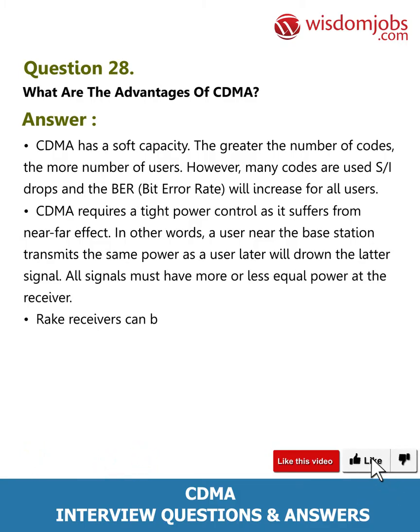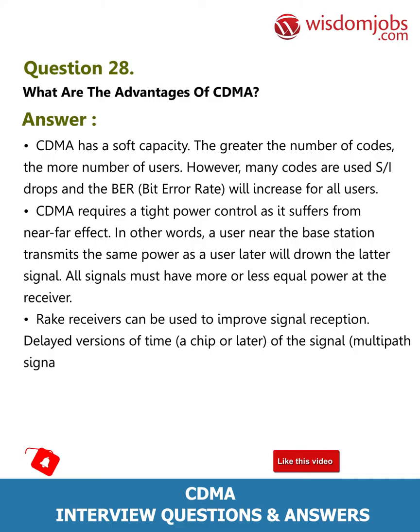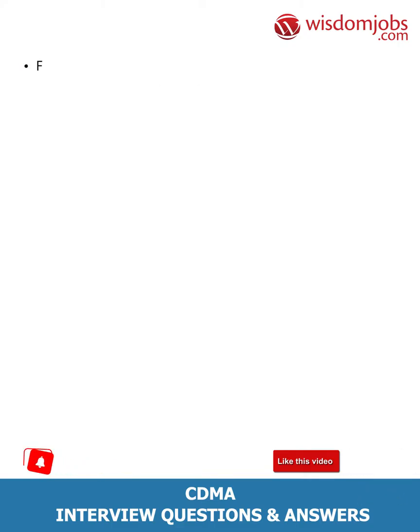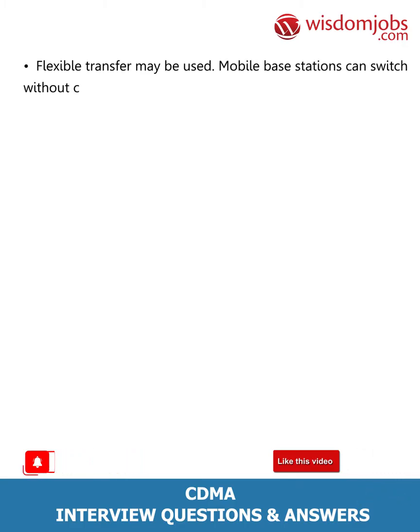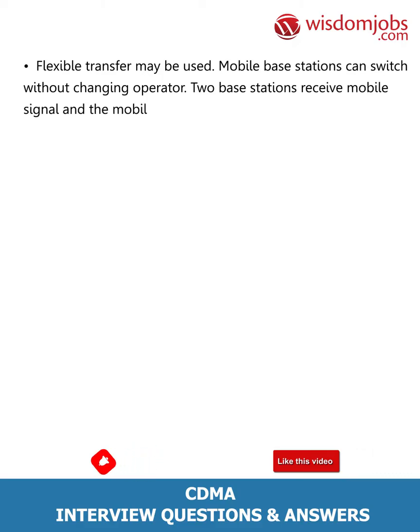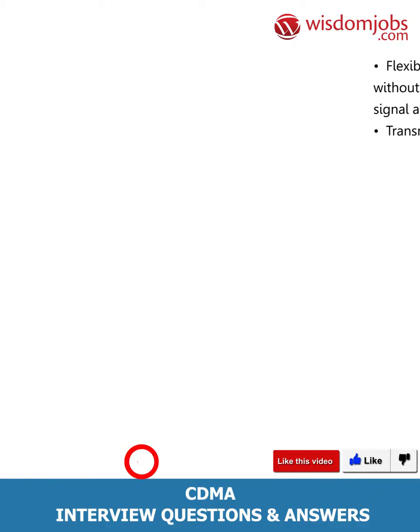Rake receivers can be used to improve signal reception. Delayed versions of time, a chip or later, of the signal, multi-path signals can be collected and used to make decisions at the bit level. Soft handover may be used. Mobile and base stations can switch without changing operator. Two base stations receive the mobile signal and the mobile receives from two base stations. Transmission burst reduces interference.